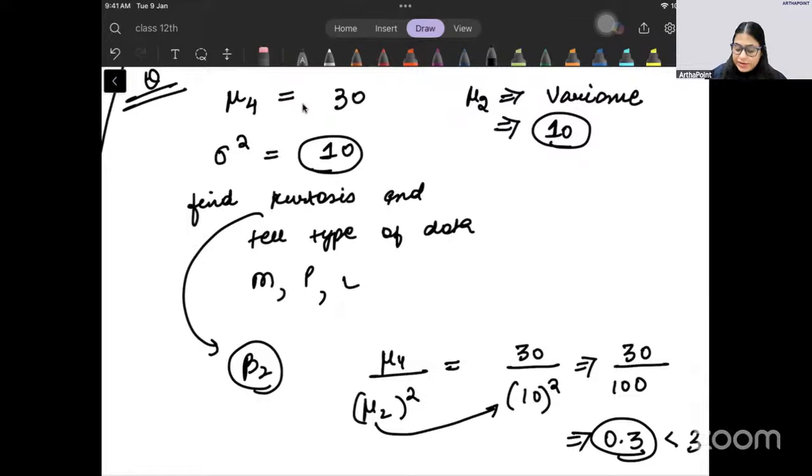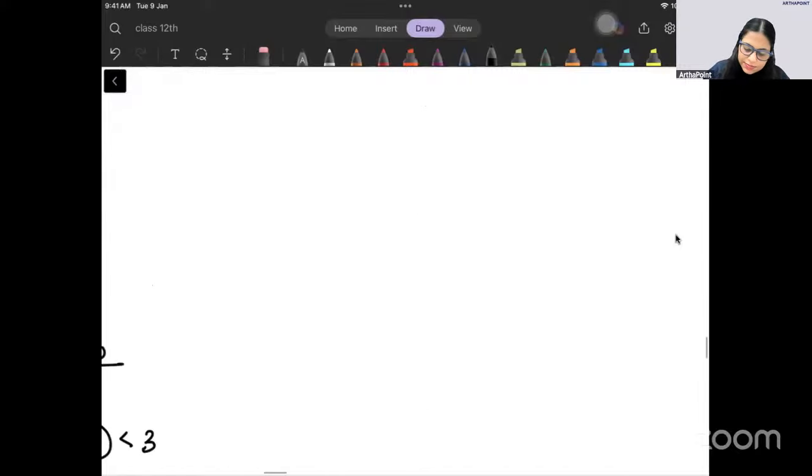You have to divide it by mu2 square, where mu2 itself is sigma square. That is why I gave this for confusion. mu2 itself is the variance, but the denominator is the square of the variance. Okay? We'll do just one more question on this.